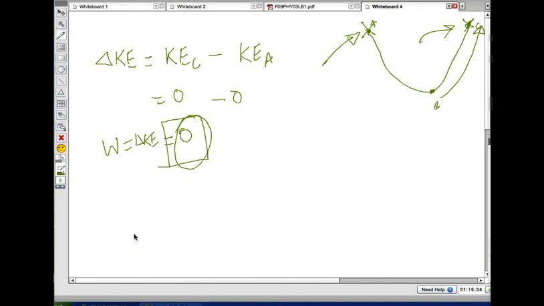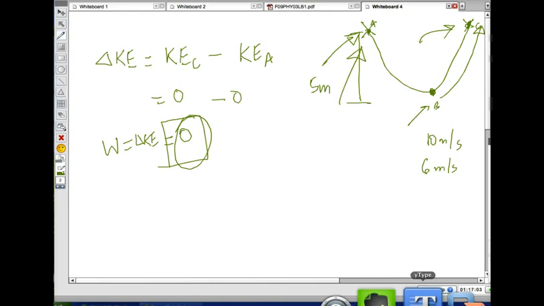Okay, last question. Let's say the skater starts again from point A, which is again, as in the previous case, 5 meters above the ground. This time when he reaches point B, remember in the first case his velocity was 10 meters per second. This time his velocity is only 6 meters per second. That's because friction is acting. What I want you to calculate is how much energy is converted into frictional thermal energy.